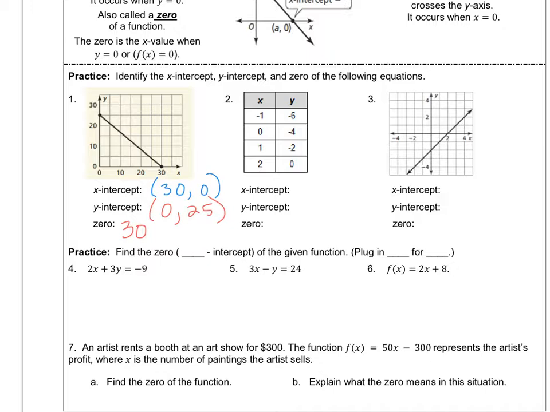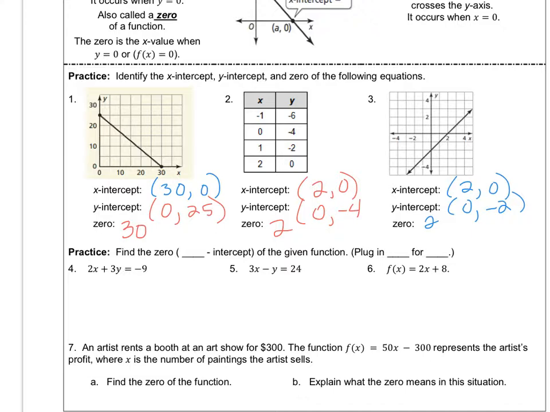Okay, so now I want you to pause the video and find the x-intercept, y-intercept, and 0 for number 2 and number 3, and then start it back up to check your answer. So those were very straightforward. Just check and make sure you got the answers right.